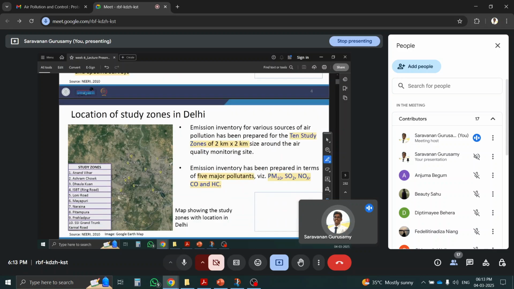Okay, so the locations you can see, they chose 10 locations. These are the study zones we can say. In and around Delhi they have considered five major air pollutants: particulate matter, PM10 I am talking about, and then sulfur dioxide, NOx, carbon monoxide, and hydrocarbon levels.